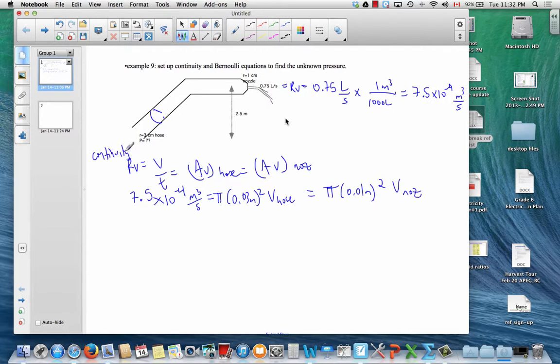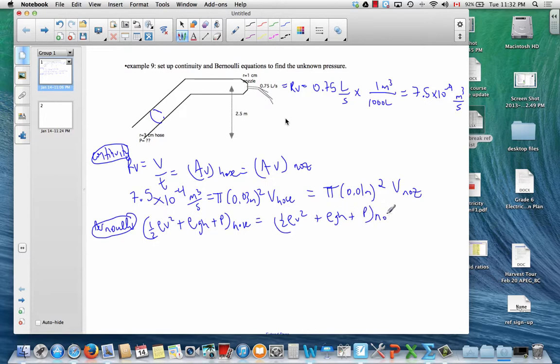Continuity principle just says that the volume rate of flow at any 2 points along the streamline must be the same. Next, the Bernoulli equation. Bernoulli's law says that the quantity 1/2 rho v squared plus rho gh plus pressure must be a constant along the streamline. So the value inside the hose will equal the value when it exits the nozzle.